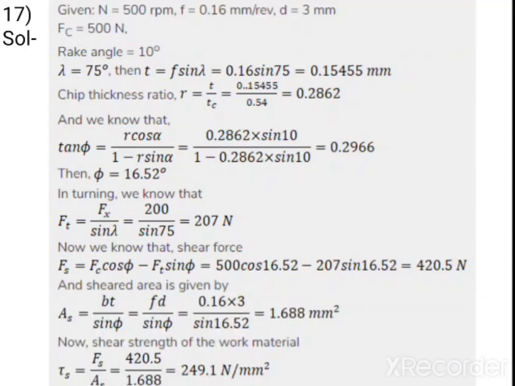So here the TC value is given as 0.54, and from that you can find out the chip thickness ratio R. Then you can apply the tan phi formula: tan phi = R cos alpha divided by 1 minus R sin alpha. Just putting the values of R and alpha, where alpha is 10 degree, you can find out the shear plane angle, that is phi, 16.52 degree.